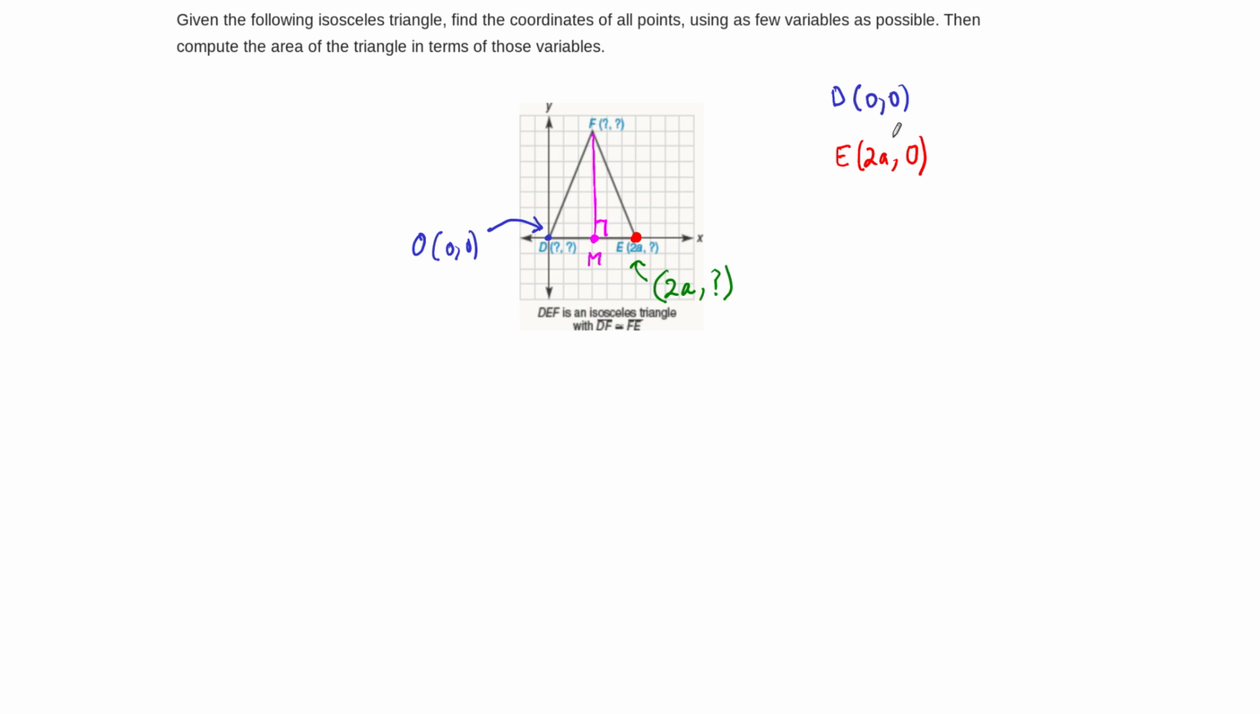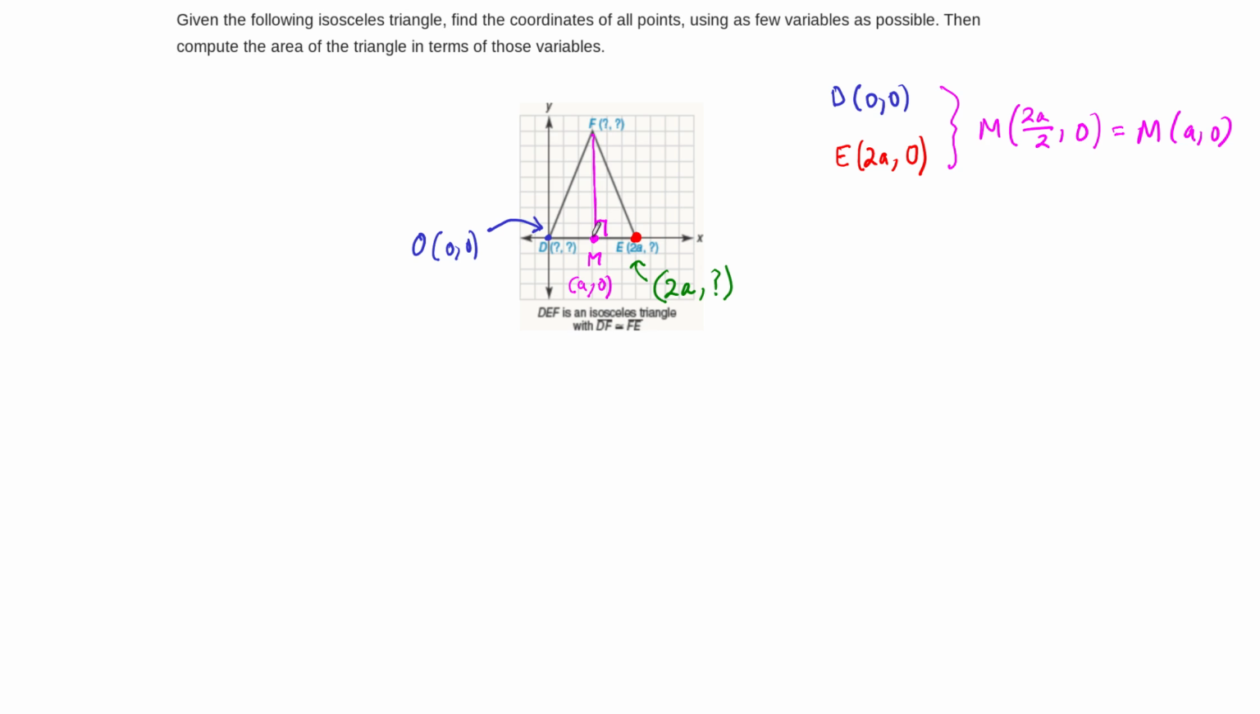If D and E are given by these coordinates, then their midpoint is going to be half the distance between these two, so 2a divided by 2, and then half the distance between the y coordinates, but that's already 0. And so the midpoint here is a, 0. And that's why I think the text chose to put 2a here instead of just a, but there we go. So the midpoint is at the point a, 0.